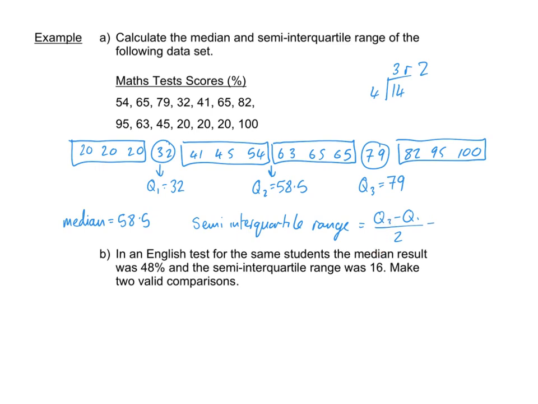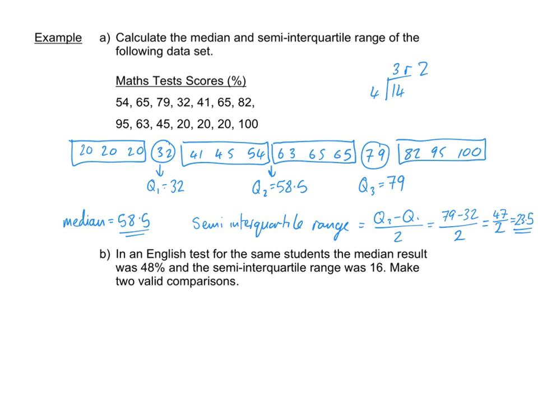Now, Q3 take away Q1, that's simply Q3 is here, Q1 is here, so it's 79 take away 32. So it's 79 take away 32 at the top, all divided by 2, and that comes to, let's see, 47 divided by 2, which comes to 23.5. And that gives us our semi-interquartile range and our median.